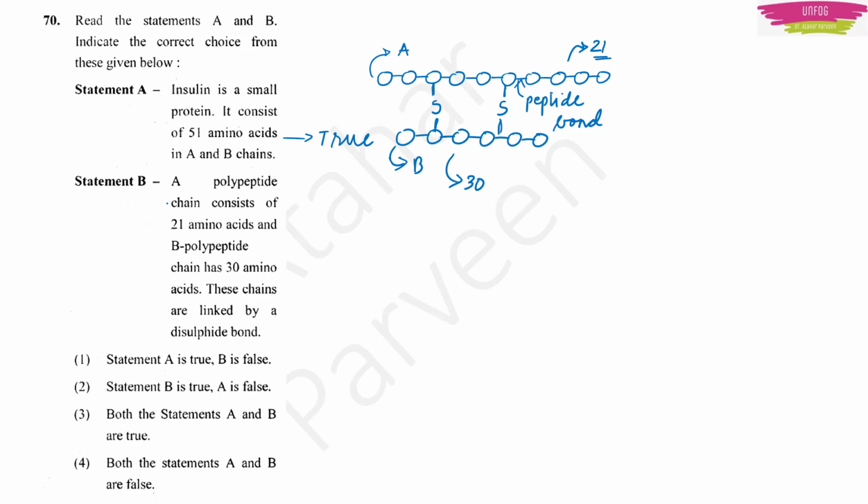So let's read statement B. A polypeptide chain which consists of 21 amino acids. Yes, 21 amino acids are present. And B polypeptide chain has 30 amino acids. Yes, 30 amino acids are present. And these chains are linked by a disulfide bond. That's what we studied, right? Here disulfide bonds are present. So statement B is also true.